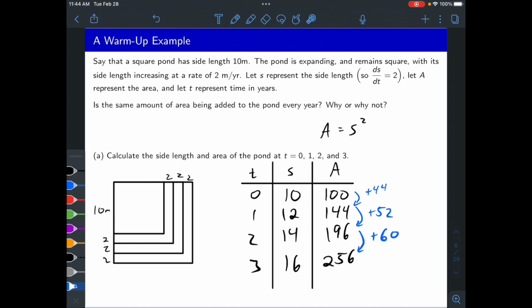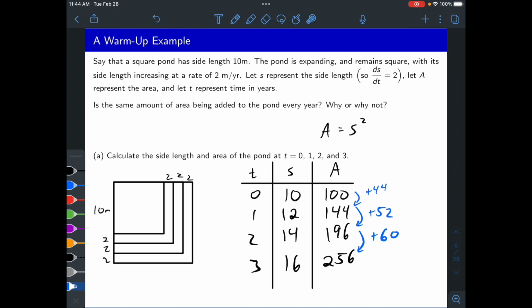And so these numbers can help us estimate what dA/dt is at various points here. All right, so at t equals 0, dA/dt is roughly 44. At t equals 1, it's roughly 52. Maybe you could be a little bit more precise by saying it's probably some number between 44 and 52, like 48, for example, and so on.